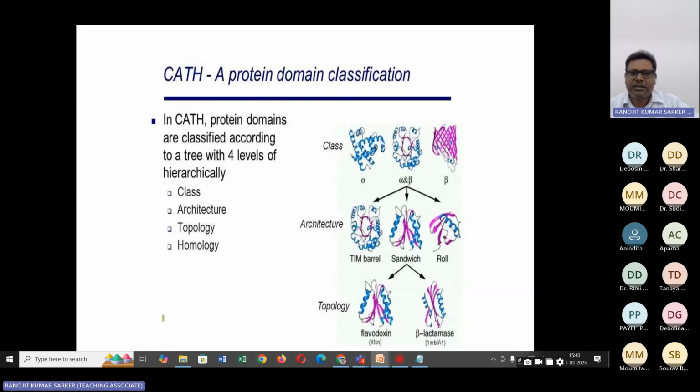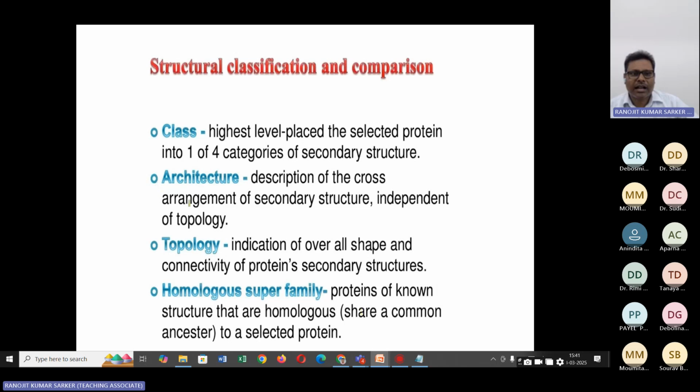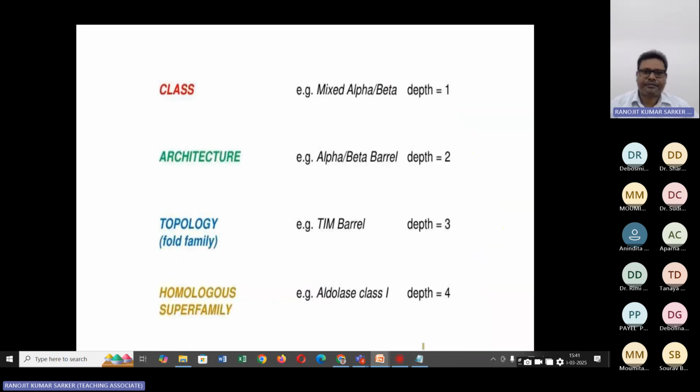Okay, so these are the classifications of the CATH database. Here you can see there are three classes: alpha, beta, and alpha-beta. As per the classes, they have several architectures. Barrel is an architecture, sandwich again is an architecture, roll is again an architecture. And within these architectures, what is the topology? They will have different topologies, and as per the topology, they will be homologous to each other. So that is the class, architecture, topology, and homologous superfamily of structures.